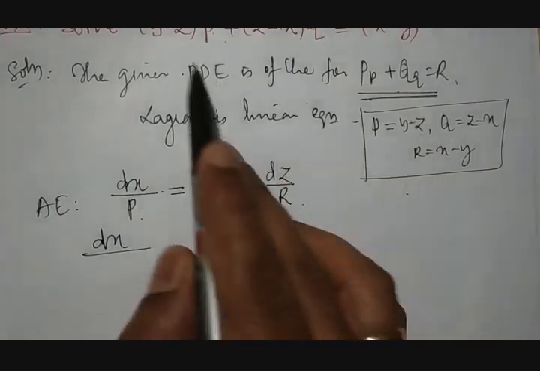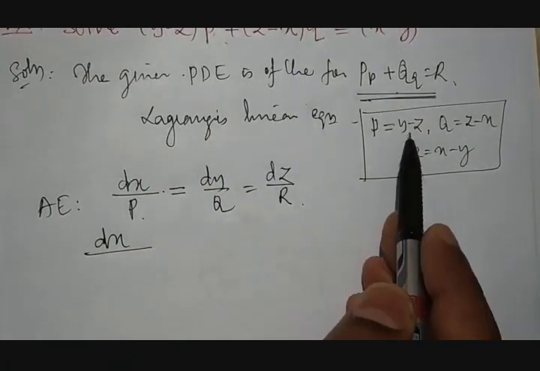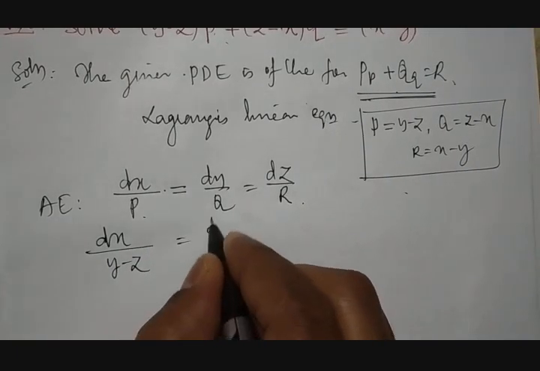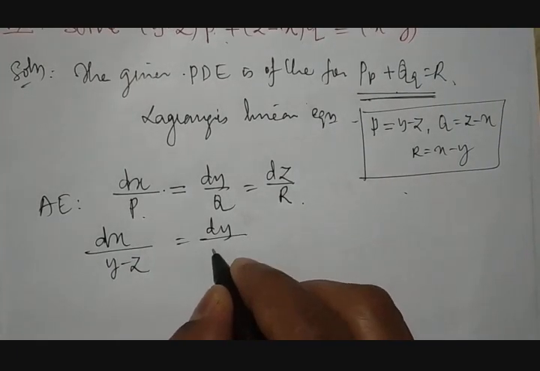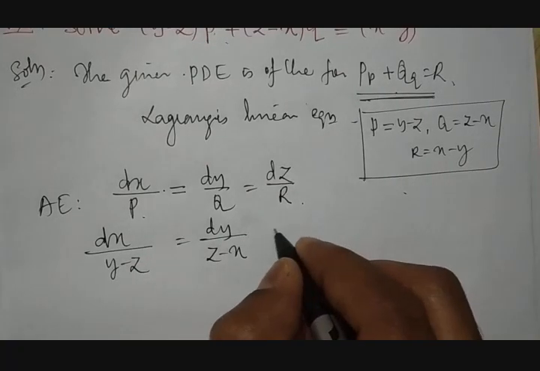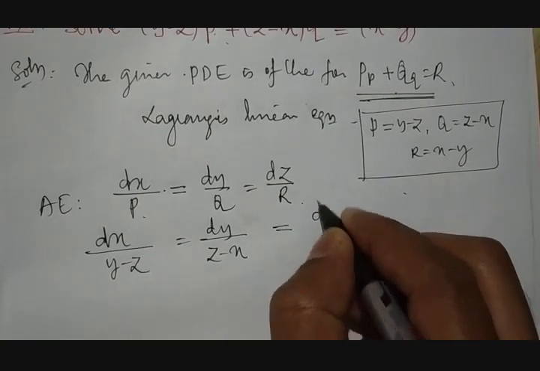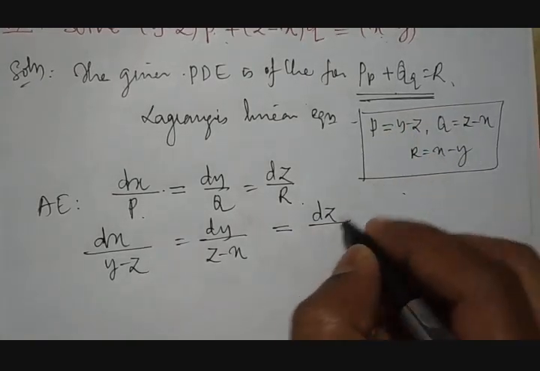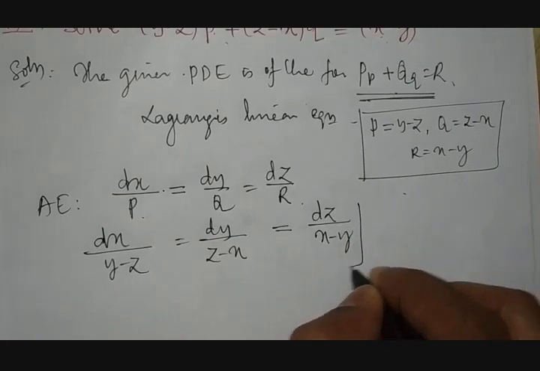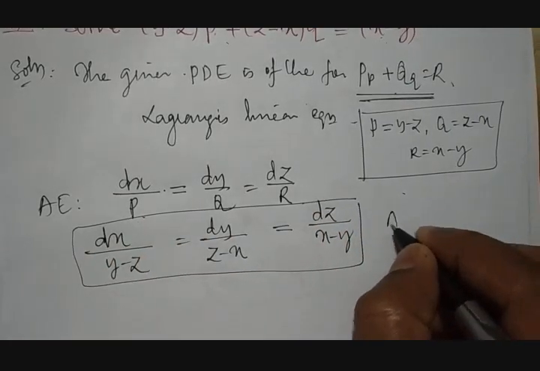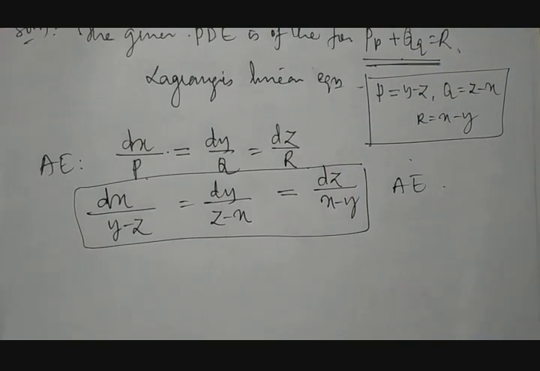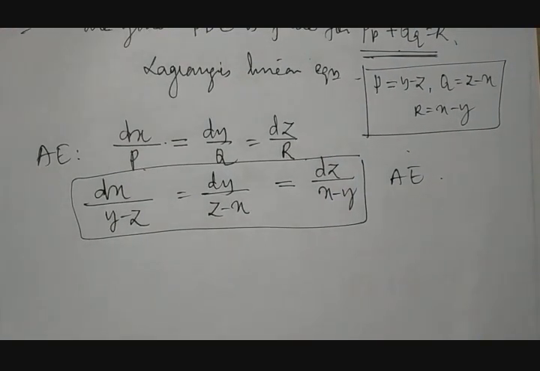But what is P from this example? y minus z, that is noted here. So it is dx by y minus z equal to dy by Q. Q is z minus x, which is equal to dz divided by R. R is x minus y. So this is the auxiliary equation which is going to provide us a solution for this given partial differential equation.